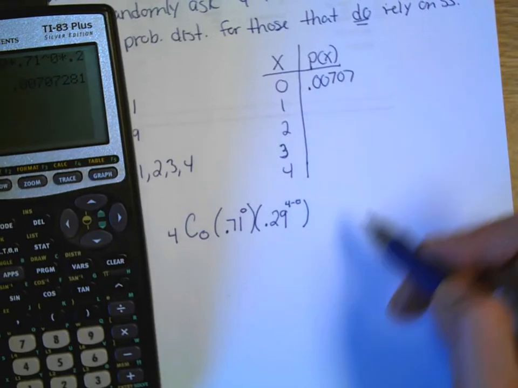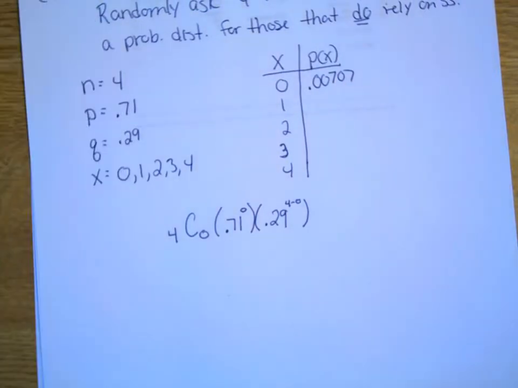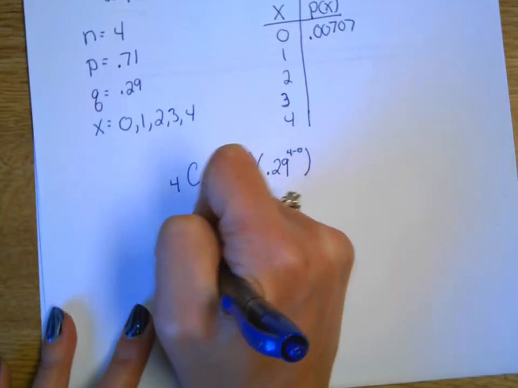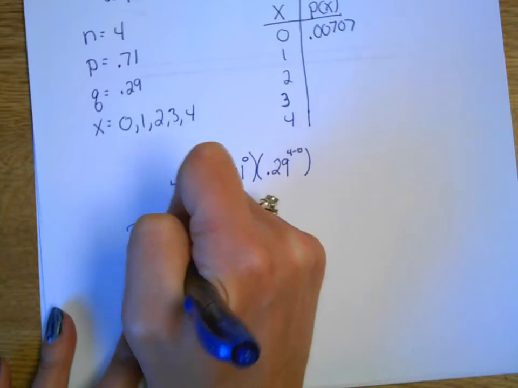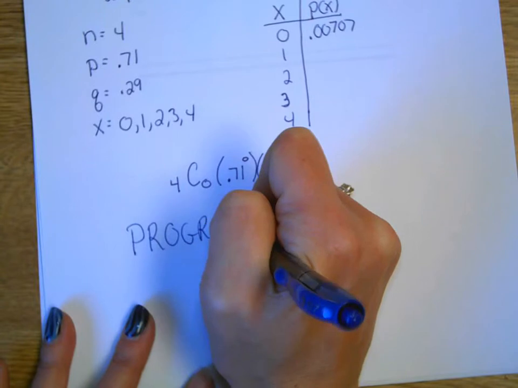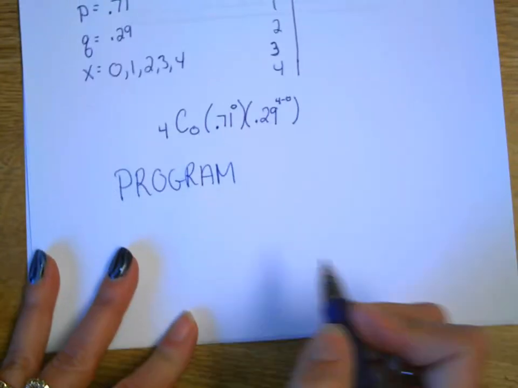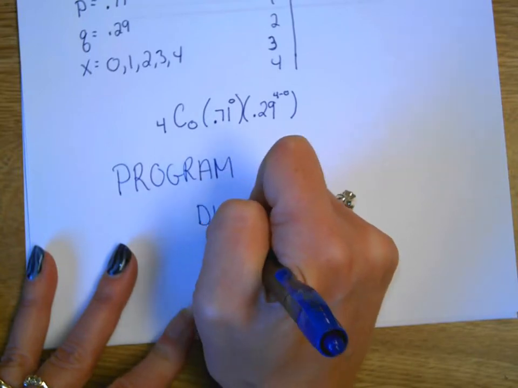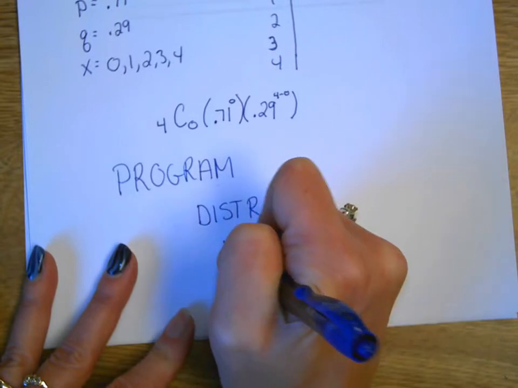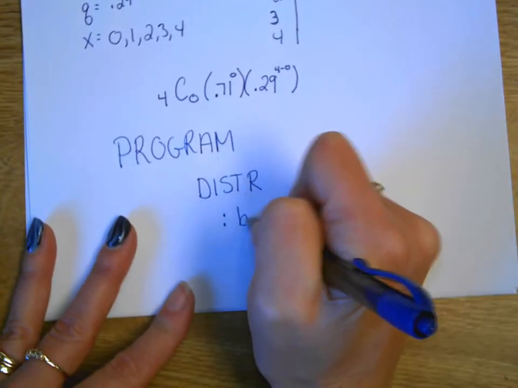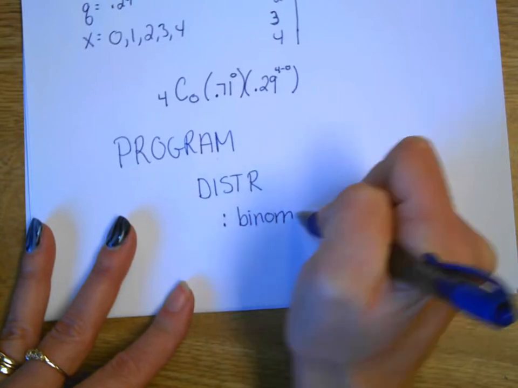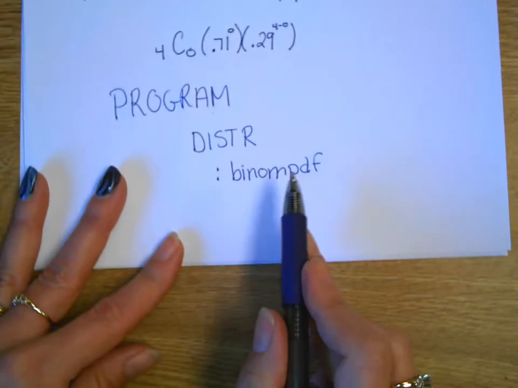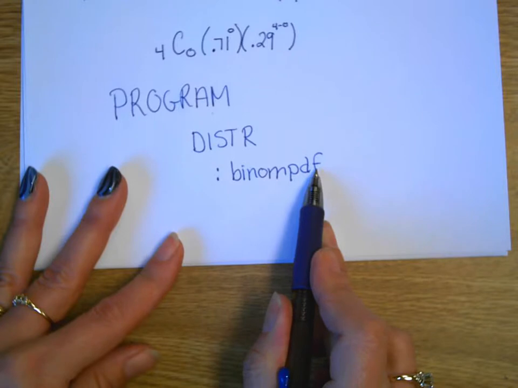Okay, so where is this formula on the calculator? I will show you in a minute after we write it down. You're going to go to program. We'll call this the program. Go all caps for Kenley. You're going to go under distributions, DISTR. You're going to go down and look for binomPDF. That stands for binomial probability distribution function.